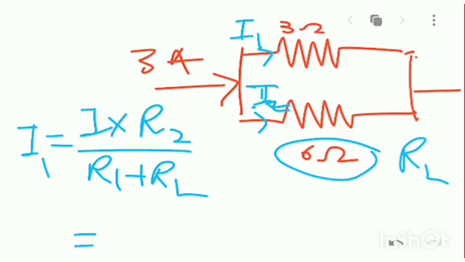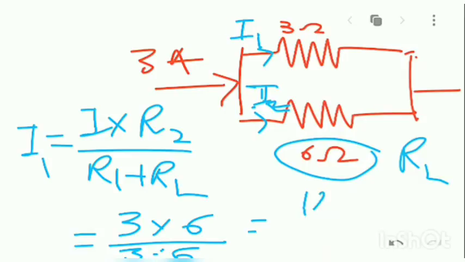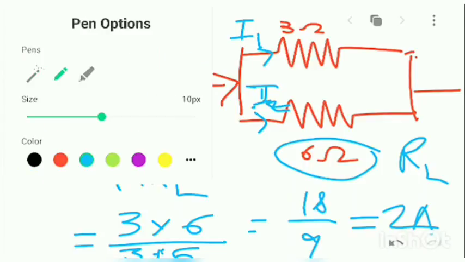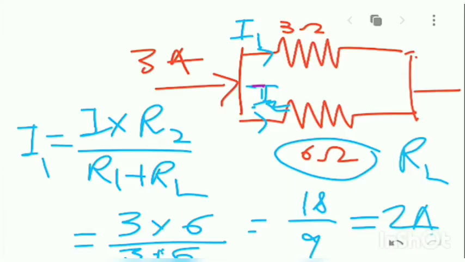Net current flow is 3 into 6 by 3 plus 6. That is 18 by 9 equals 2 ampere. That is the current flowing through the 3 ohms resistor. Clear? Now if you are asked to solve for the next part, that is I2, that means this current flow, how to solve it?